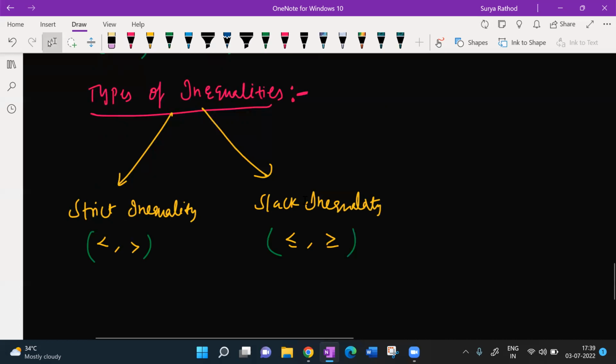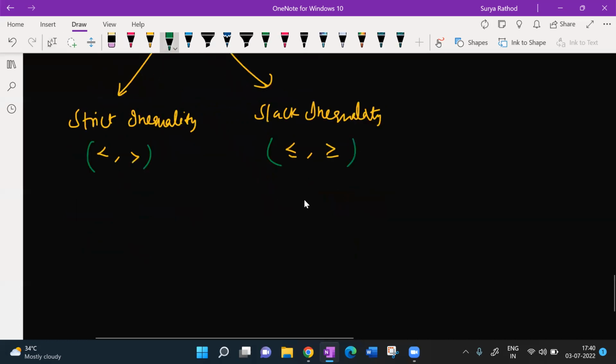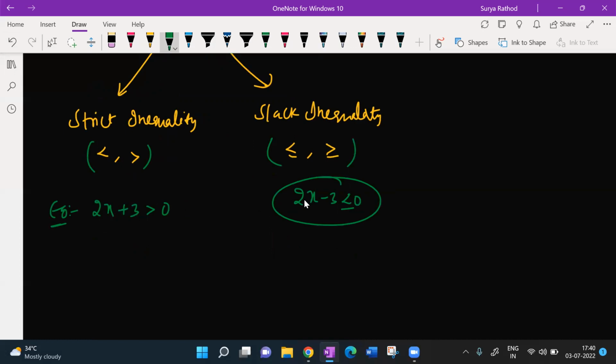Yes. Now look at it. Let me tell you an example. Let us go with a simple example. For suppose, look at it here: 2x plus 3 greater than 0. This is what is a strict inequality. Now let's say 2x minus 9 less than or equal to 0. This is what is a slack inequality. Whenever I have less than or greater than, it is strict. Whenever I have less than or equal to, greater than or equal to, I would call that a slack inequality.